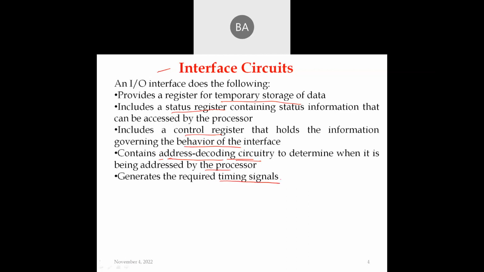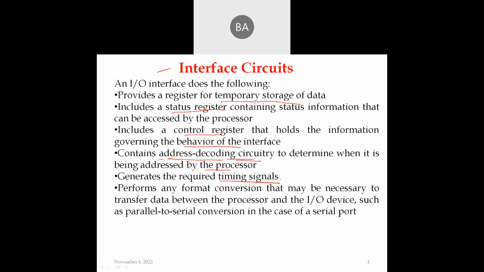The control unit will be there, and many format conversions may be necessary to transfer the data between the processor and IO devices. Just now I told you about serial to parallel conversion and vice versa. It is required when we need a connection between a parallel port and a serial port. So that conversion is required here basically.